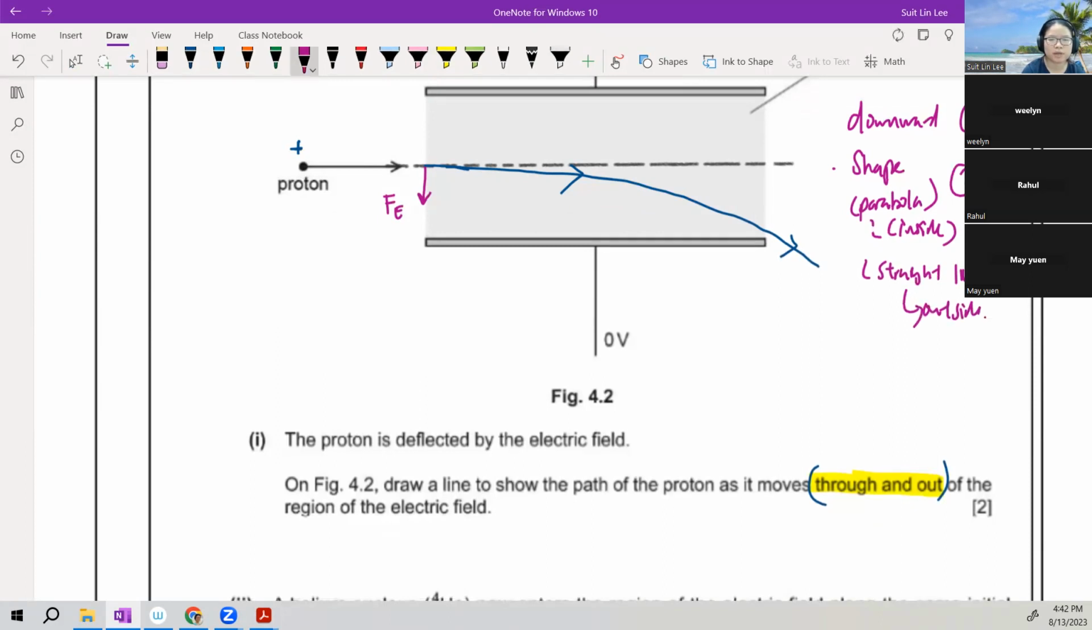Okay, so parabola inside the electric field. And then it's a straight line outside the electric field. So I could make it a bit more obvious. Here would be a straight line. No more curve already, okay? Of course, if you can use a ruler to make it extra straight, that would be helpful. So this part is 1 mark. This part is 1 mark.